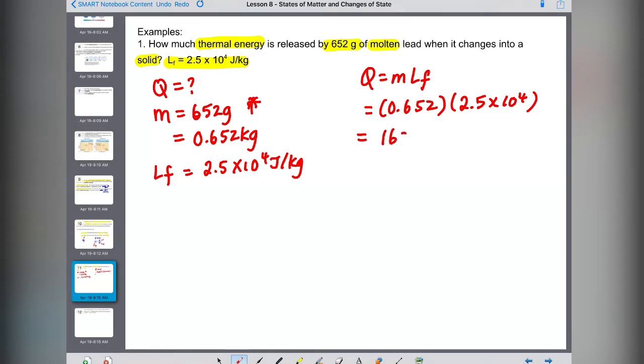So I got 16300 joules. And taking a look at the 2.5, I have 2 sig digs. So you can either round it off, or if you wanted to put it in scientific notation, it's up to you. So both are fine.